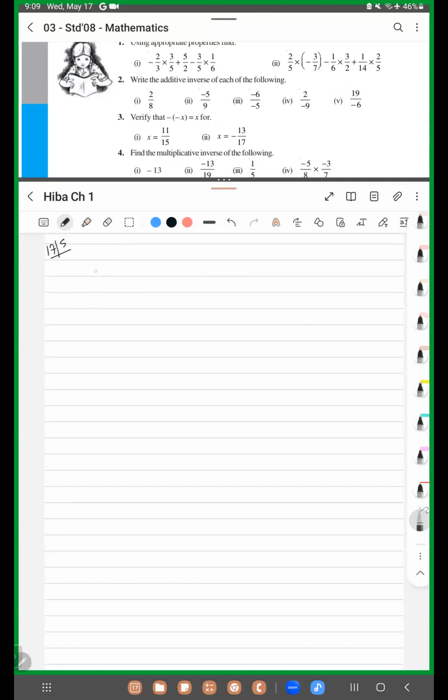The first one itself. 2 by 3 multiplied by, okay, I'm modifying this question a little bit. This is not the test wala question, it's a little different. Minus 5 by 7 plus 7 by 3 minus 2 by 3 multiplied by minus 2 by 7. Okay, I have modified the question a little bit. चलिए अब बताइए क्या क्या कॉमन ले सकते हैं?